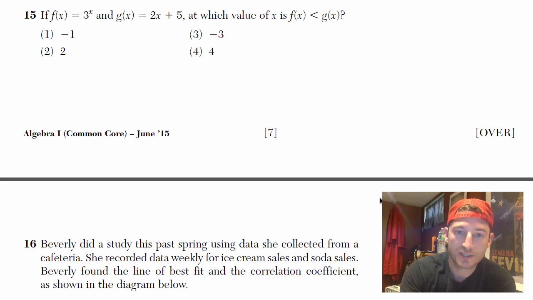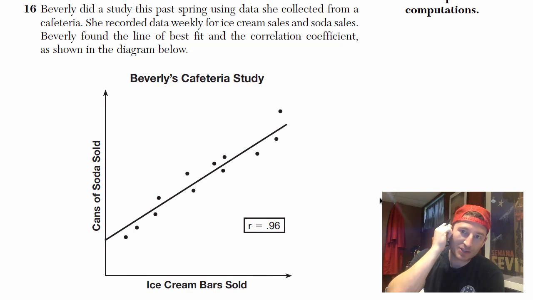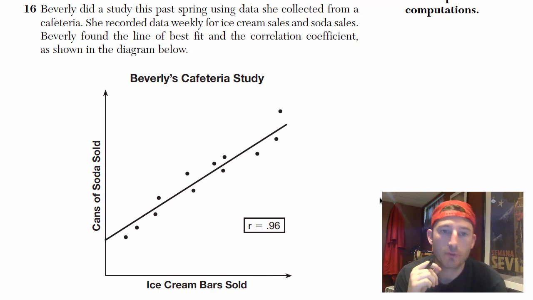Let's go to number 16. Beverly did a study this past spring using data she collected from a cafeteria. She recorded data weekly for ice cream sales and soda sales. Beverly found the line of best fit and the correlation coefficient as shown in the diagram below.